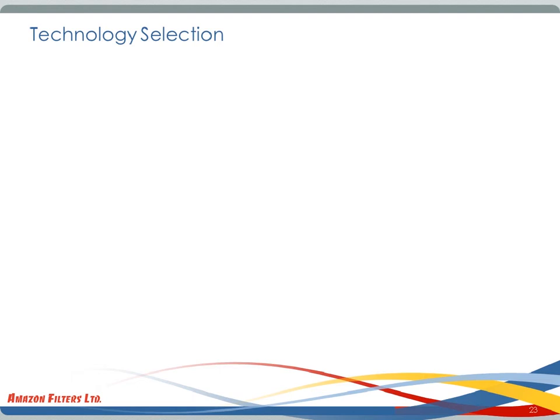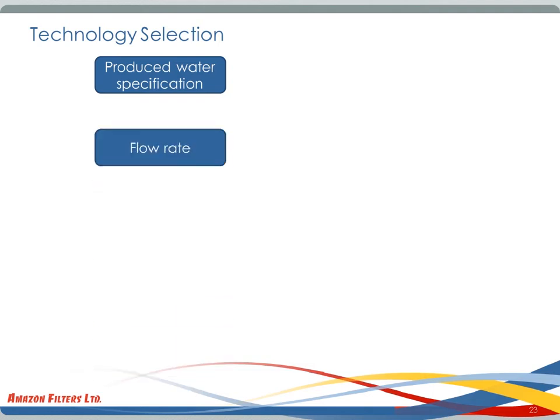The factors affecting the technology that are actually selected for an individual installation are quite varied. The things we need to look at as engineers are the produced water specification. That is, what is in the oil that is going into our treatment plant, and what specification does the water need to make at the end. We need to look at what flow rate, that is what total volume of water we are treating every hour, both at the start of operation of the field's life and also towards the end of operation of a field's life. This can vary quite significantly where we're injecting water.